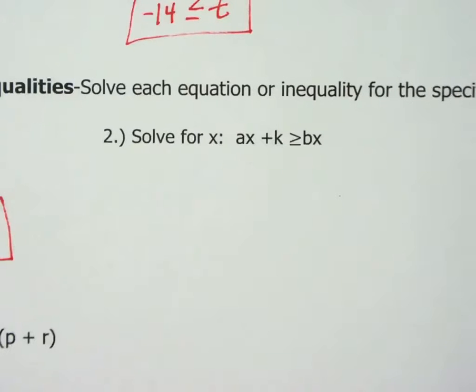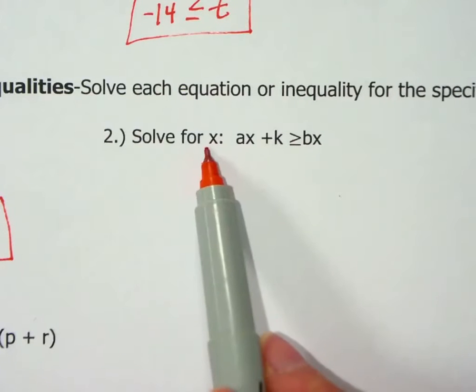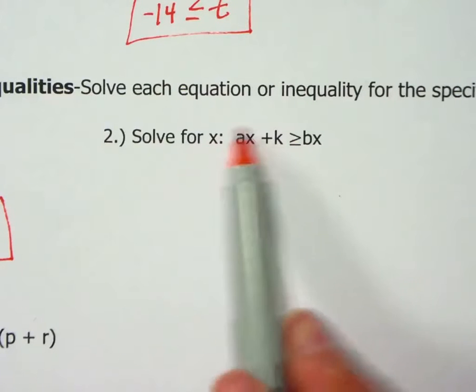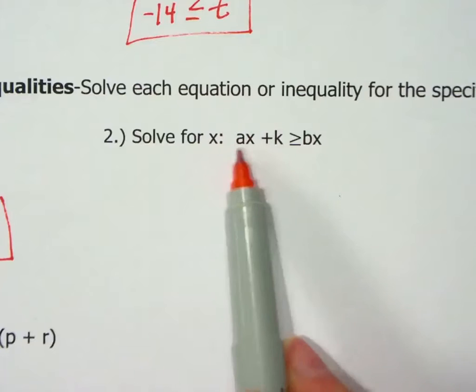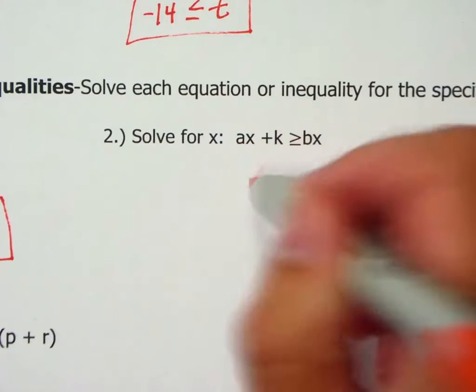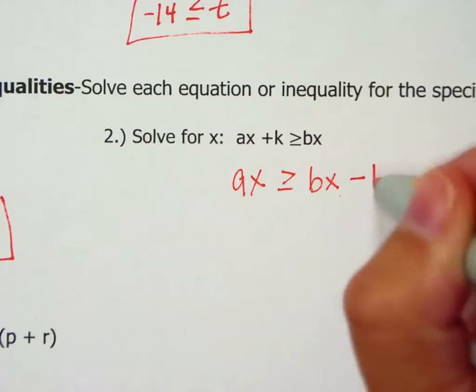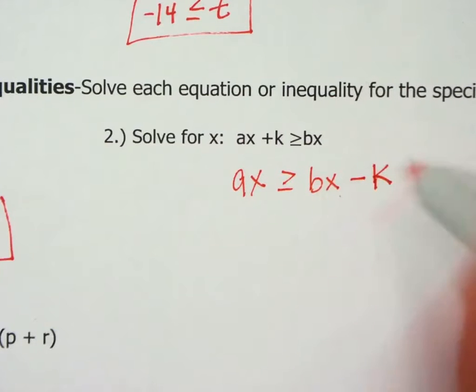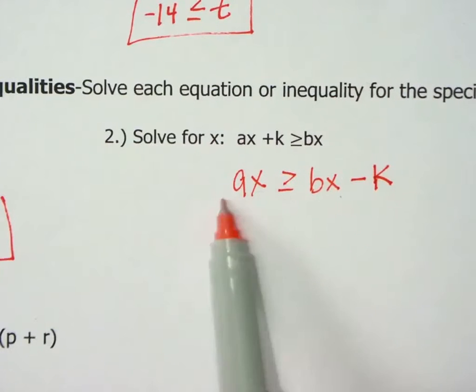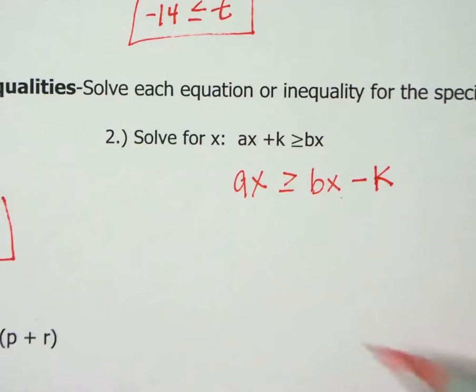On number 2, we have a literal inequality, and this time we are told to solve for x. So I want this term, first of all, by itself, so I'm going to move that k over by subtracting. And then from there, to get x by itself, I'm just going to divide both sides by a.